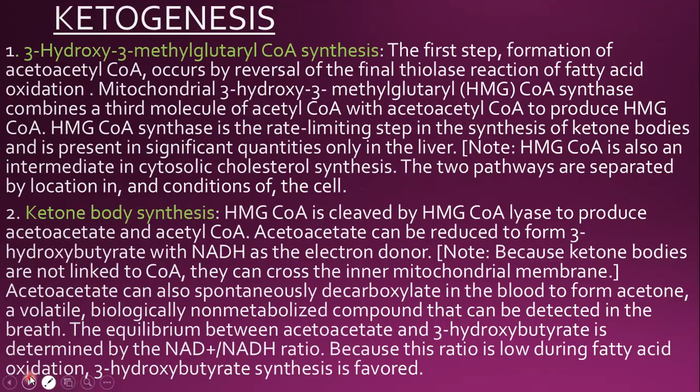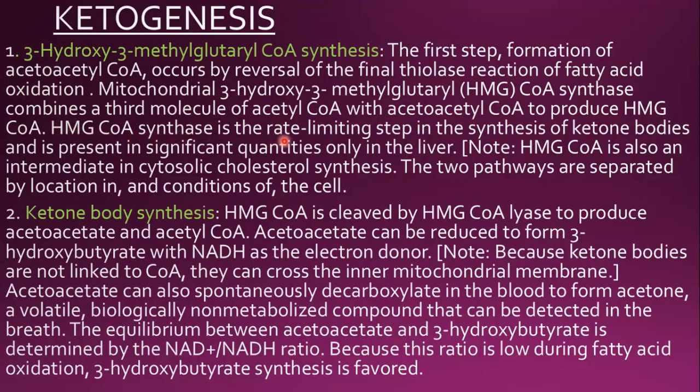Next. Now, ketogenesis will be divided into 2 steps. First, we must synthesize 3-hydroxy-3-methylglutaryl-CoA. Now, the first step, formation of acetoacetyl-CoA, occurs by the reverse of the final thiolysis reaction of fatty acid oxidation. Okay, where the mitochondrial 3-hydroxy-3-methylglutaryl-CoA synthase, or the HMG-CoA synthase, combines a third molecule of acetyl-CoA with acetoacetyl-CoA to produce HMG-CoA.